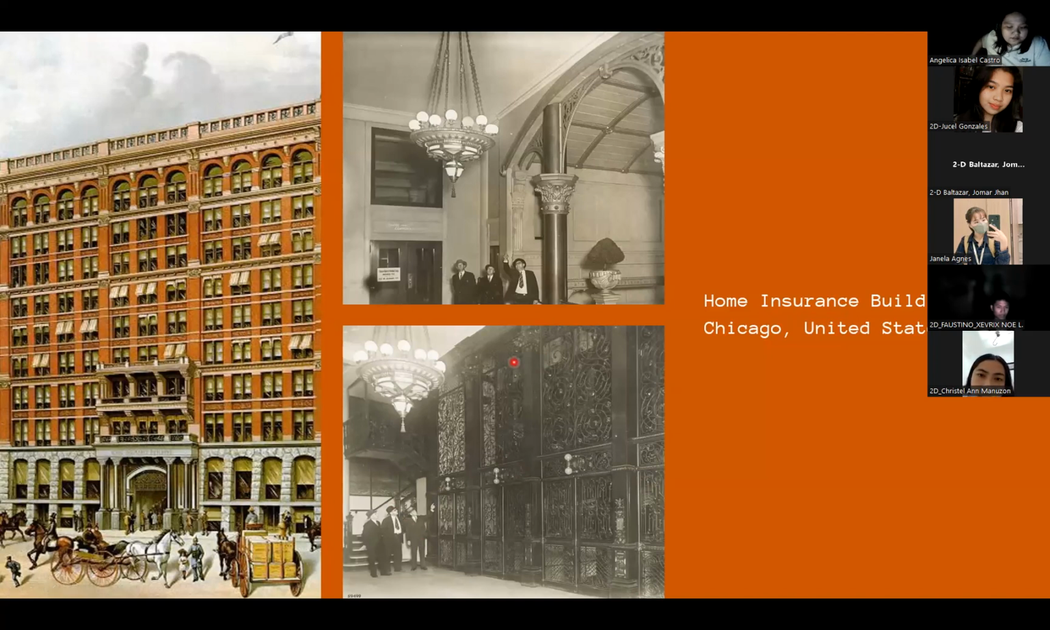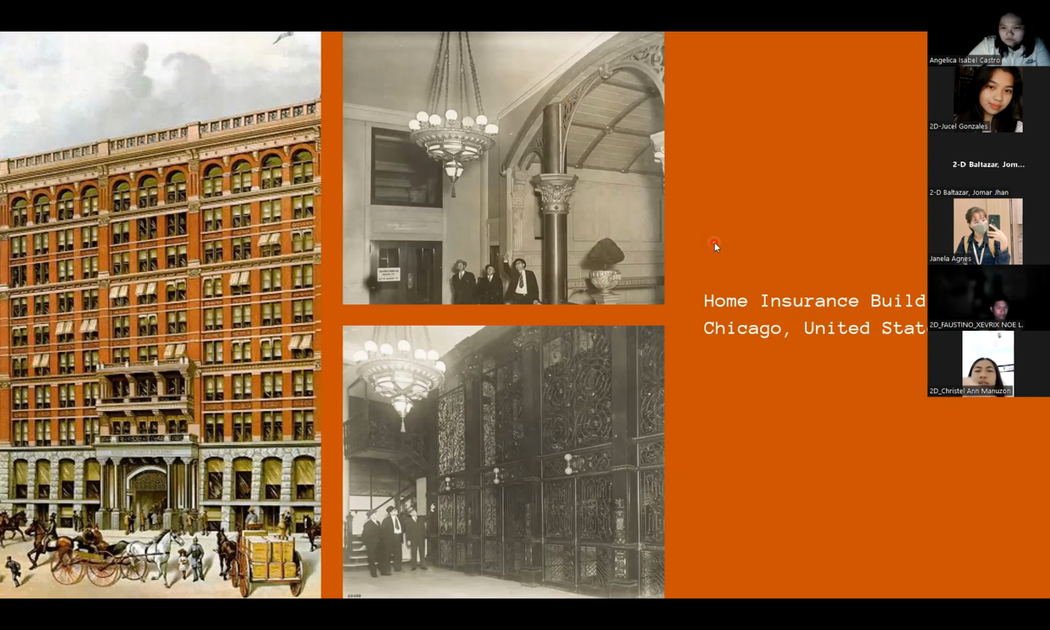Sige. The architect of this building is William Jenney, or William Le Baron Jenney. This was actually originally 10 stories high and completed in 1885. So late 1800s na siya. So why is it included here? Why is it counted in our discussion? Because it's one of the world's first skyscrapers. Hindi man siya yung first, it's one of the first.